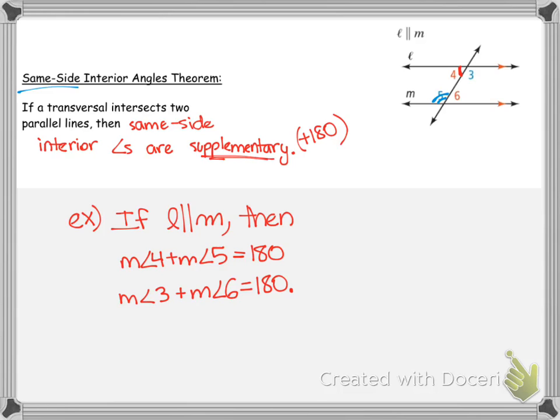Okay, so for instance, if we knew that angle 4 was, let's just say, 50, then we automatically know that angle 5 is 180 minus 50. So we know angle 5 here has to be 130 because those are supplementary angles. They add to 180 together.